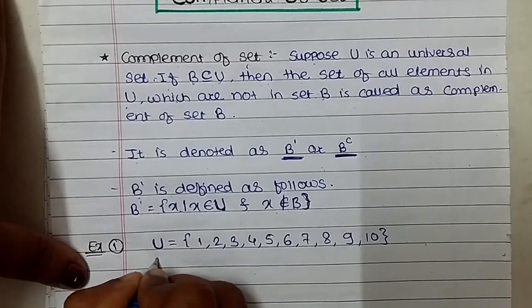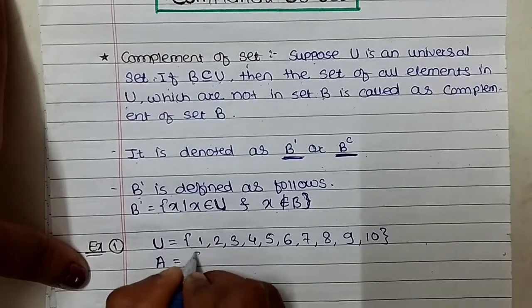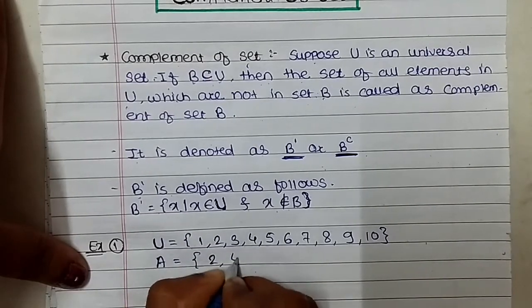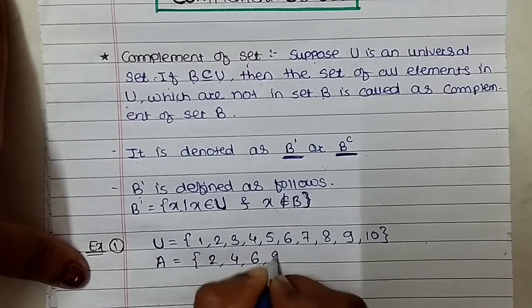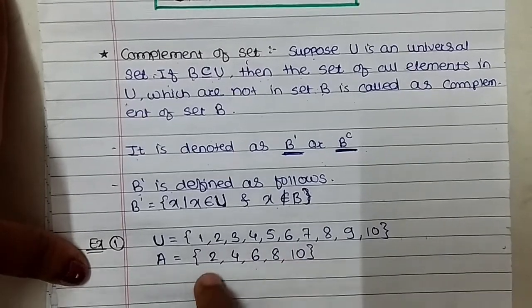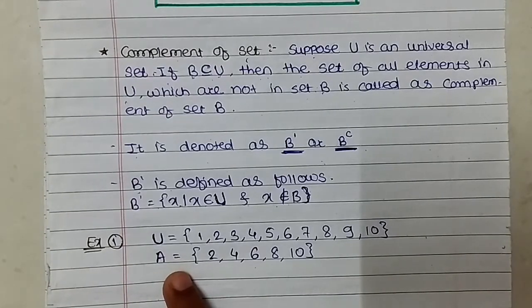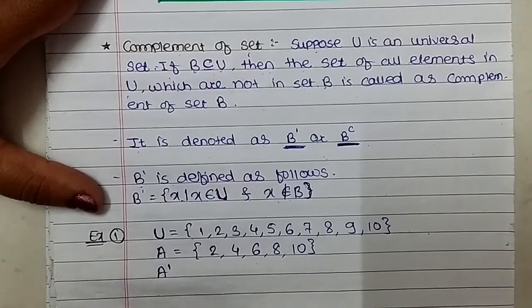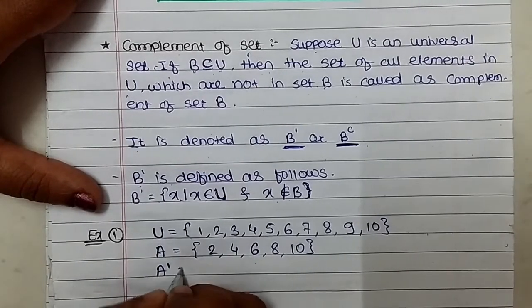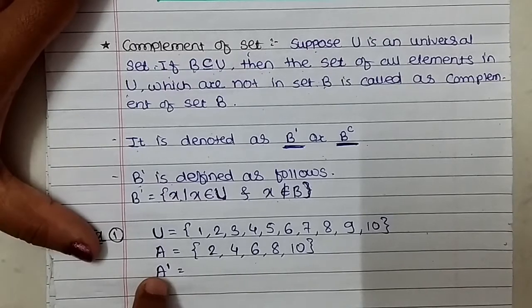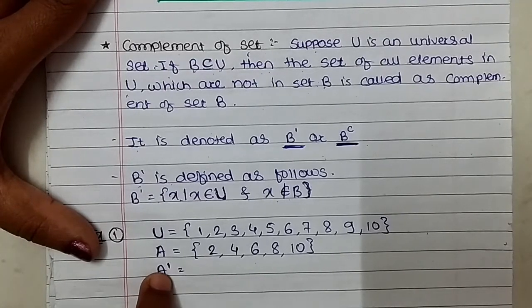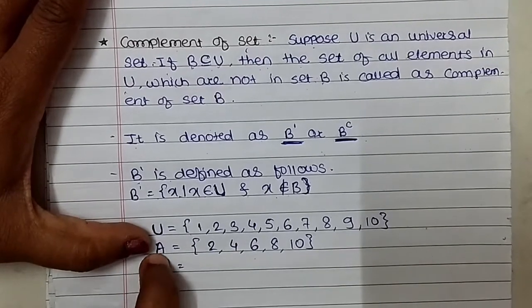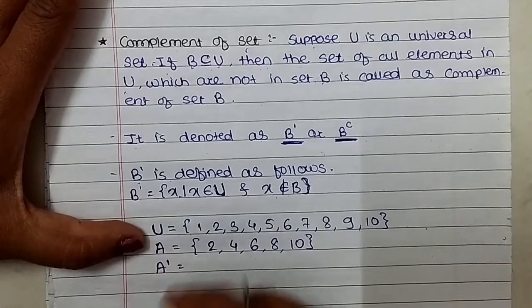Next, set A is there, and the elements of set A are 2, 4, 6, 8, 10. Then I want to calculate the complement of set A. So how to calculate? What is the definition of the complement of a set? Those elements which are not present in A are the complement of the set. So we compare this set A with the universal set.